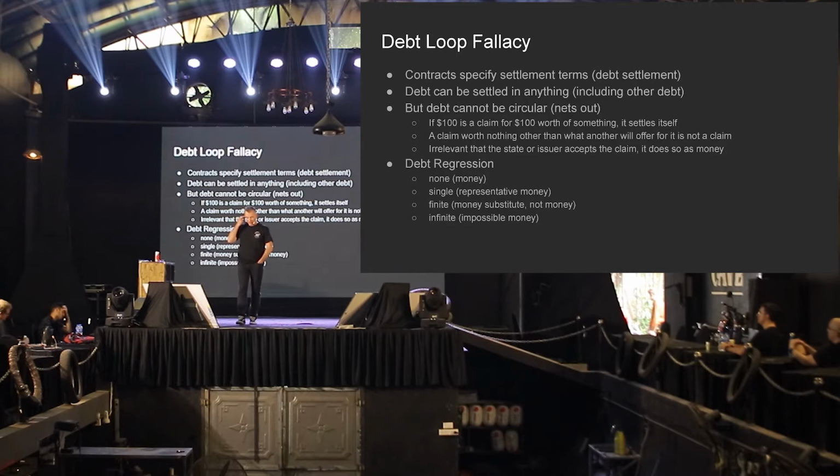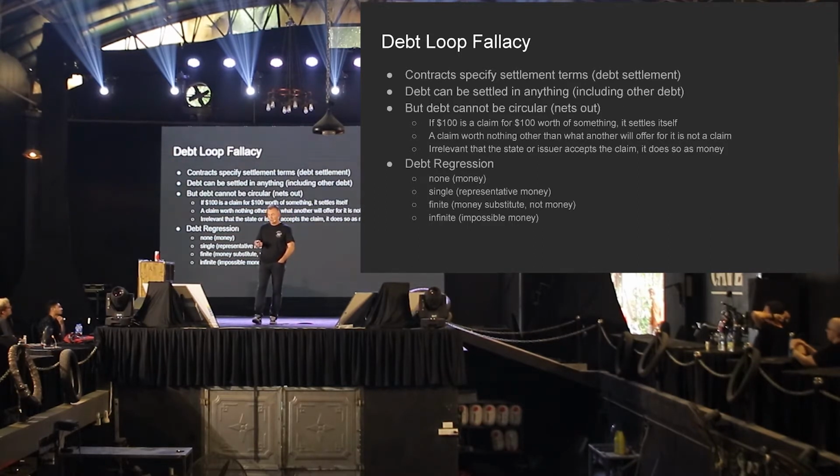So I came up with this concept of debt regression to explain it more simply. If there's no regression, there's no debt contracts, and people are trading with stuff, and they have all the other properties of money, then it's a money. No debt regression. If there's a single regression, it's kind of a special case that's interesting. It's called a representative money. So a dollar note or a silver dollar note, silver certificate, would be representative money.